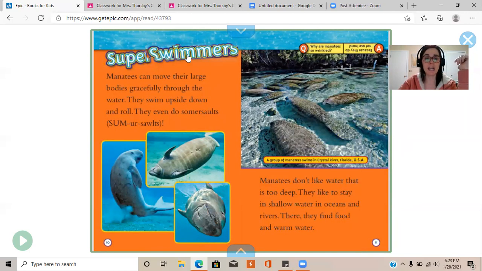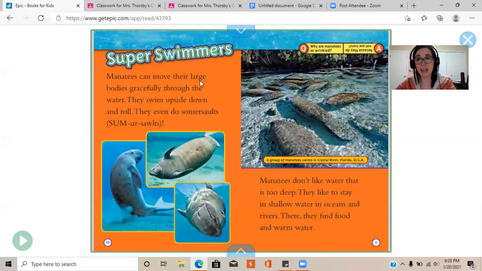Let's go a page further and see what we've got here. Super swimmers. Now, that heading, boys and girls, usually the heading is telling me something about what's going to happen on the page. Remember yesterday in reading when we talked about how headings usually give you an idea of the main idea? So I think we're going to find out that manatees are really good swimmers. Let's see. Manatees can move their large bodies gracefully through the water. They swim upside down and roll. They even do somersaults.